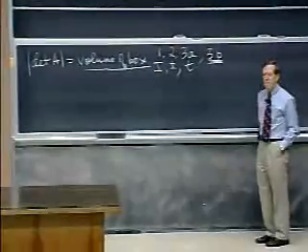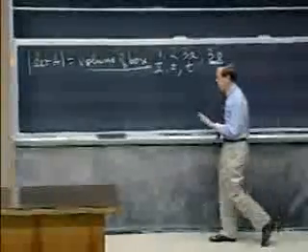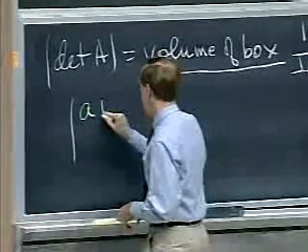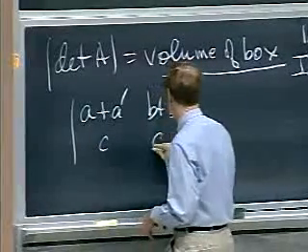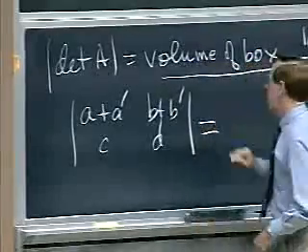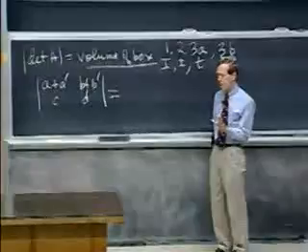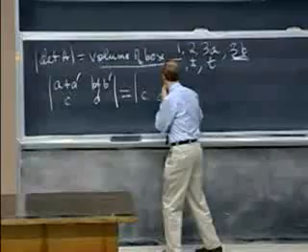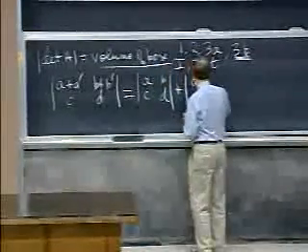What was property 3B? This is a great way to review these properties. Property 3B said, let's do 2 by 2, that if I had A plus A prime, B plus B prime, C D, that this equaled what? This is the linearity in row 1 by itself. So C D is staying the same, and I can split this into A B and A prime B prime.